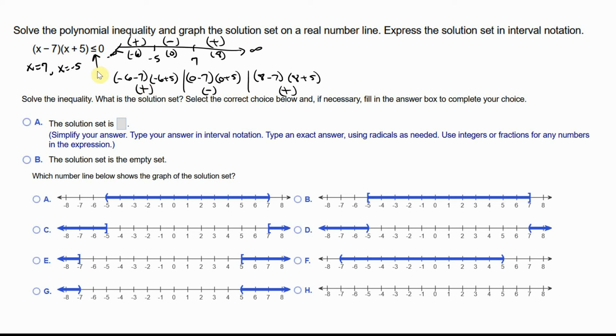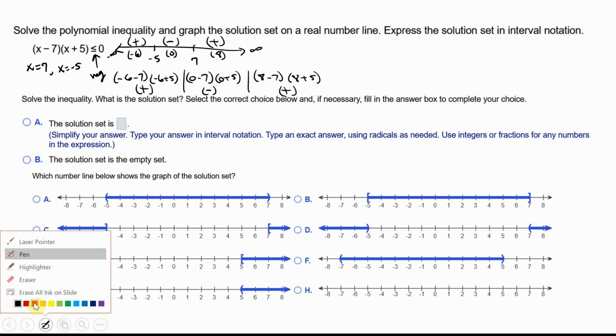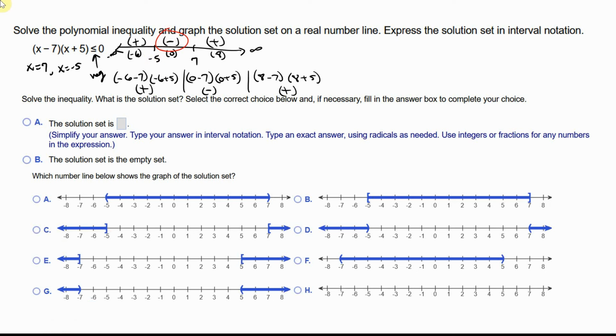Now, this is less than, right? That's negative. So where is it negative? Right here on that interval that goes from -5 to 7. Right? And since it says less than or equal to, that means bracket. And we find that. That's it right there. -5 to 7, everything in between.